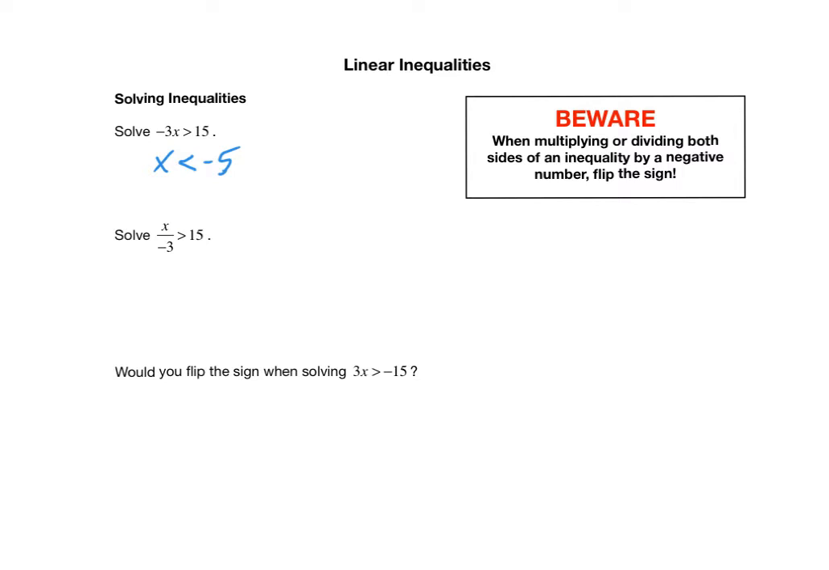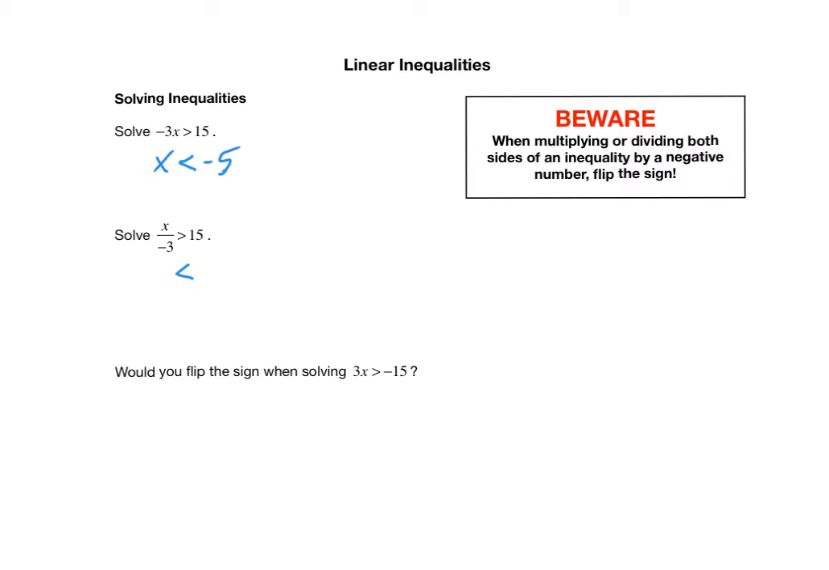Let's take a look at this one. When you have x over -3 is greater than 15, how would you solve for x? Well, you'd want to multiply both sides by -3 since x is being divided by -3. But again, if you multiply or divide both sides by a negative number, you must flip the sign. So already, I'm going to write this like this, as the less than sign instead.